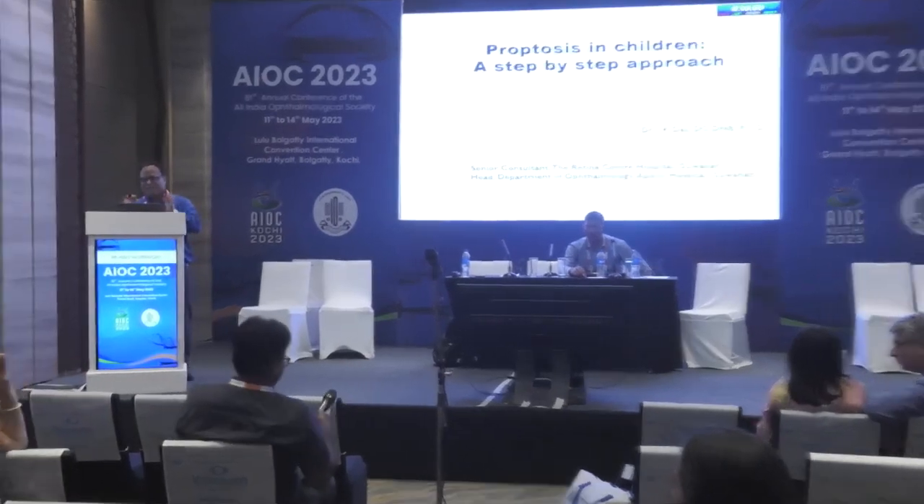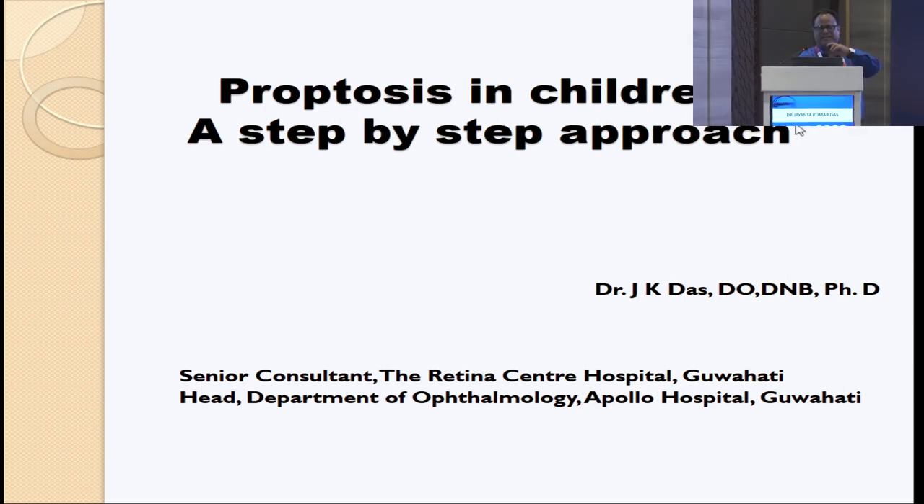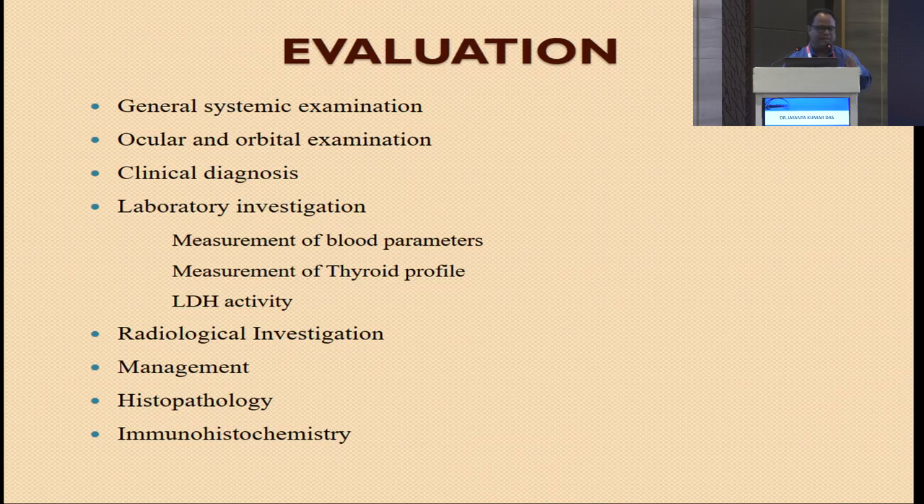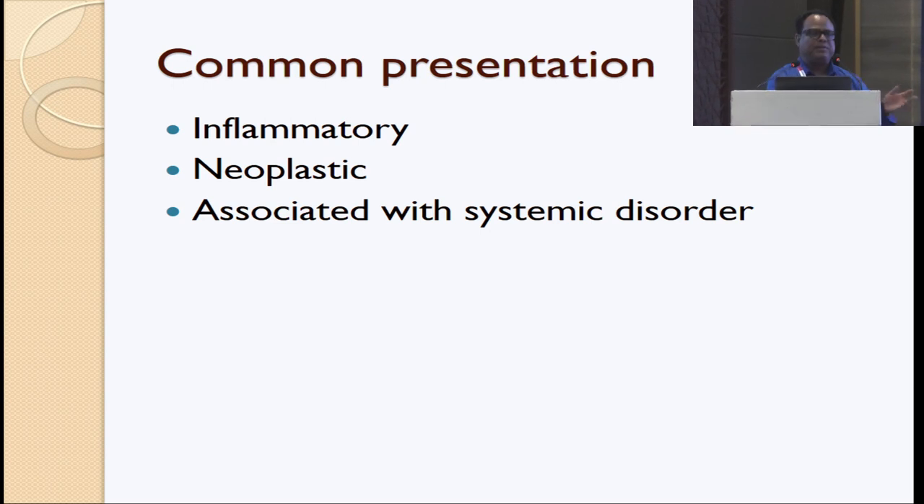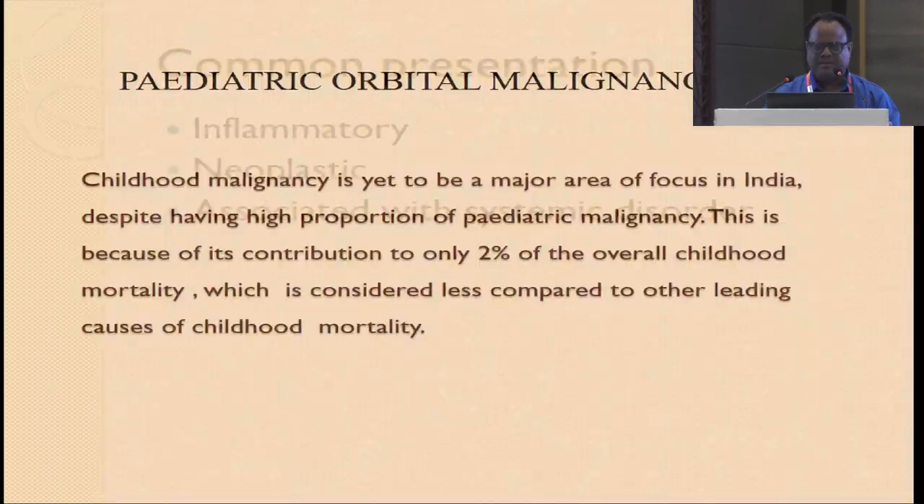Yeah, I'll just finish at the earliest. Another challenging condition is proptosis in children. Of course, the evaluation should be very, very proper, starting from general examination: pulse, BP, temperature. Then only can we think about it. If it's a benign lesion, there is nothing to worry about, but sometimes it may be very difficult. Broadly, it may be inflammatory, neoplastic, or associated with some systemic disorder.